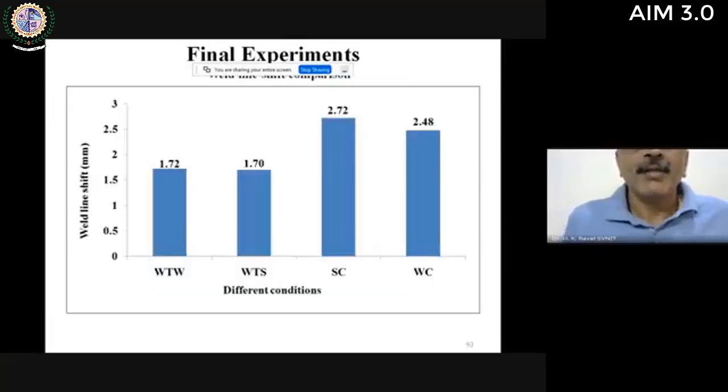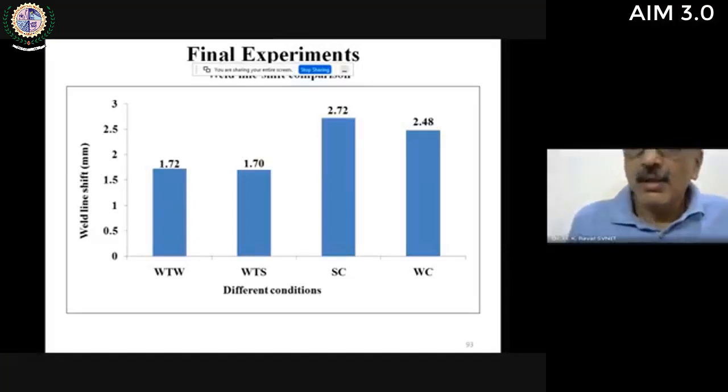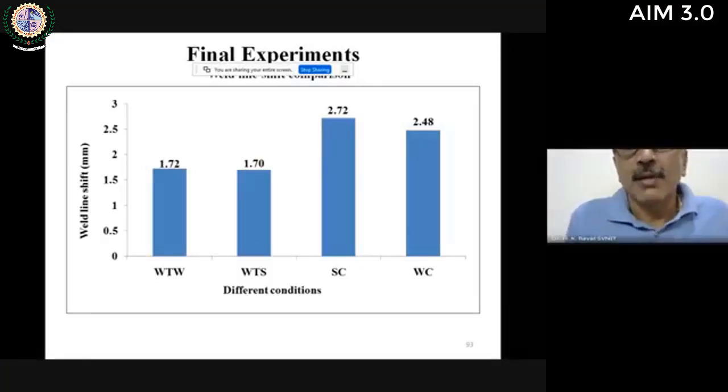And similarly, the weld line shift is obtained. And here it is noted that the weld line shift in WTS is minimum, which is also in agreement with the weld line shift obtained based on simulation. WTS always gives minimum weld line shift compared to the remaining starting positions. So starting position is a matter of concern, and one should always try to keep the tool on the weld line itself.